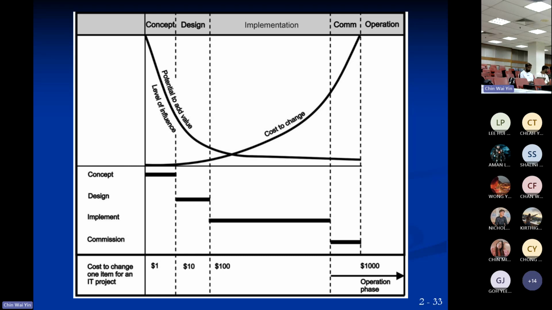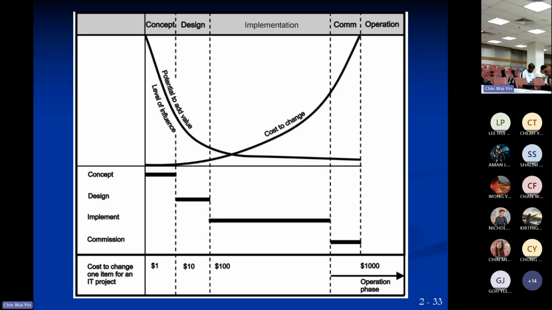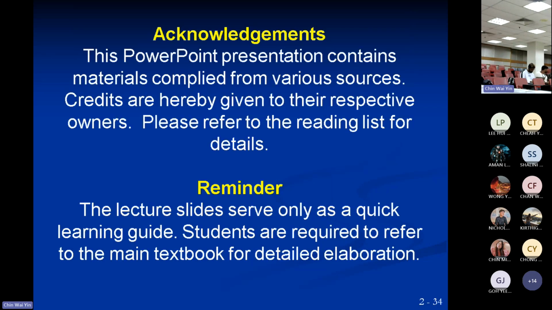So the cost of change becomes very high as you move along, because whatever you have done, you have to modify. That means additional hours, additional resources to make and implement those changes. So that's why cost to change is very low at the initial phases and becomes exponentially high as you move along. That is the project life cycle in terms of uncertainty, influence, cost, and cost to change as well.